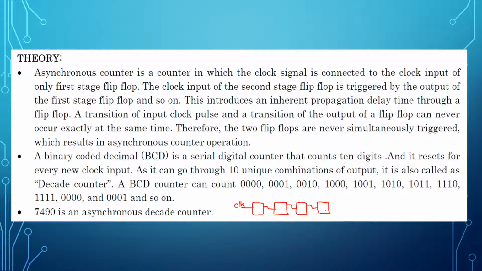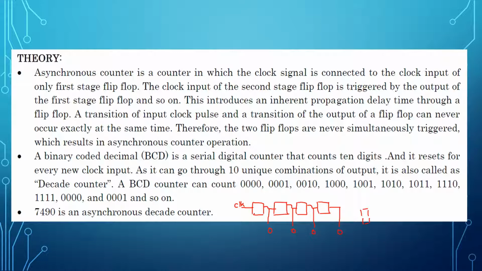Now, if this counter is going to give me the counts, for example, the initial count my counter is going to give is 0000 when the first clock input is applied. This output has to be given to a decoder, and from the decoder it has to be given to the 7-segment display. The 7-segment display has to be displaying the number 0 like this.